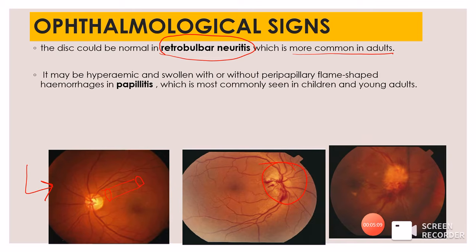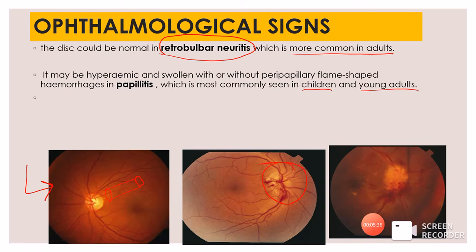Now, in that case, we will have a hyperemic disc with swollen disc margins. The margins will not be clear, with or without flame-shaped hemorrhages, right? If there are no flame-shaped hemorrhages and there is mild disc edema, it goes more in favor of typical optic neuritis, and if more hemorrhages are present, it goes in favor of atypical optic neuritis, right? And papillitis is more common in children and young adults.